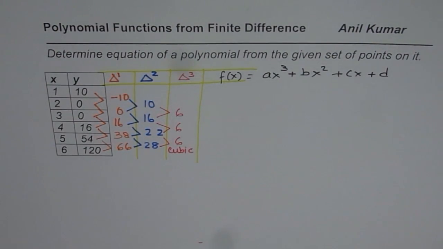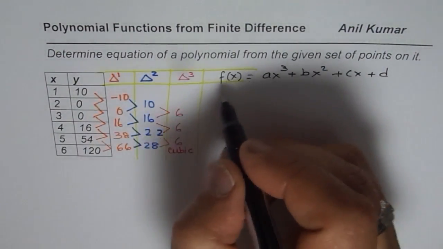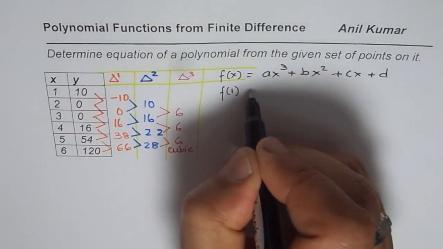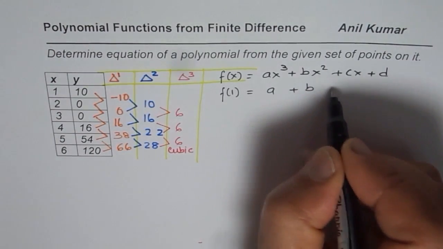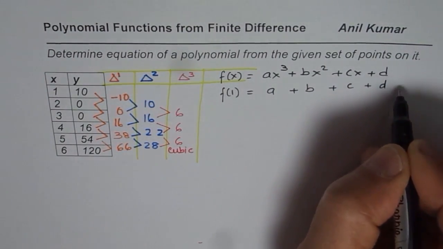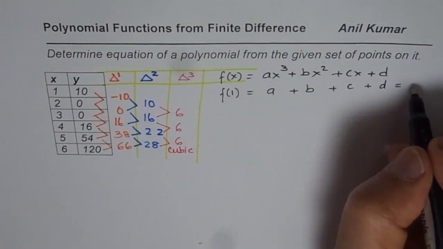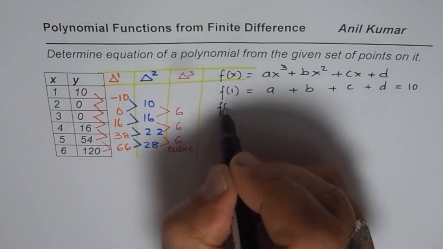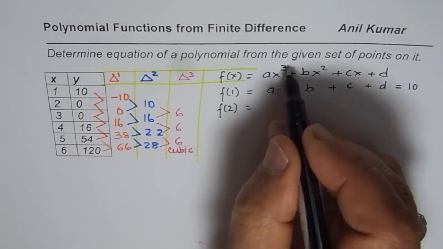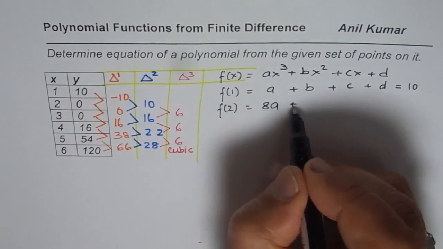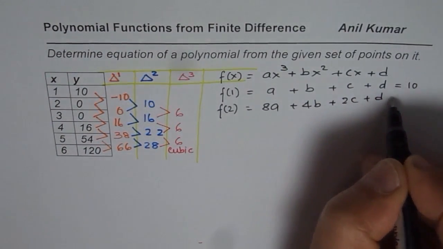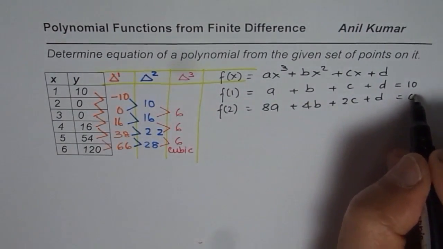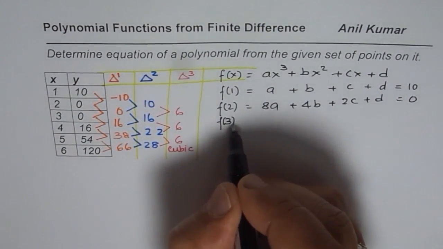So at this stage you will write down 4 equations. You'll say f of 1 is equal to, substituting x as 1, a plus b plus c plus d, and you know f of 1 is 10, so you write 10 here. Then f of 2 is 2 cubed, 8a, plus 2 squared, 4b, plus 2c plus d equals 0. Then you say f of 3.